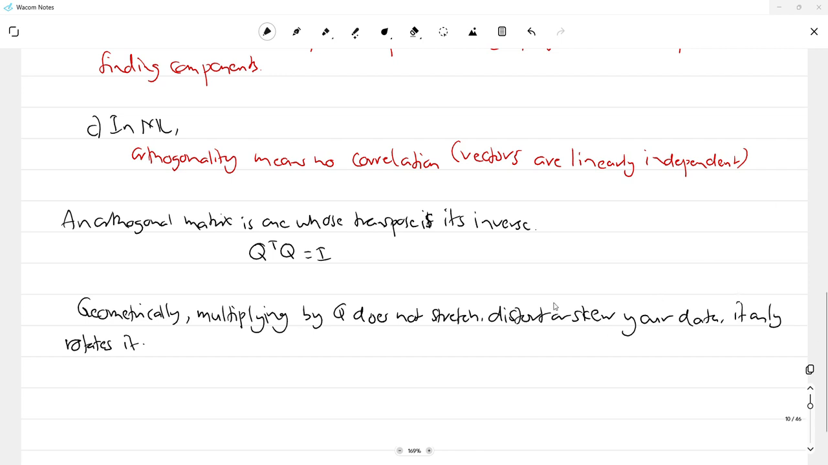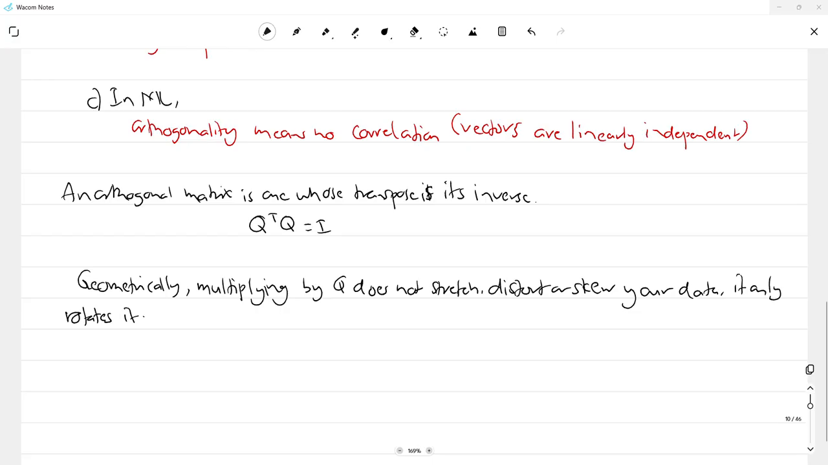Now let's look at orthogonality one step higher, with matrices. An orthogonal matrix is one whose transpose is its inverse. For example, Q transpose Q equals I. Geometrically, that means multiplying by Q doesn't stretch or skew your data, it just rotates it. And also, the length of every vector stays the same. That's why orthogonal transformations are used everywhere: in PCA, in rotations, in normalization, and even in graphics. They're shape-preserving transformations.